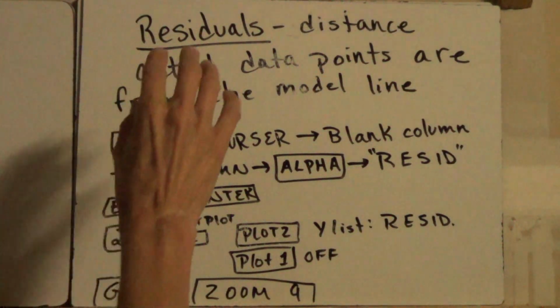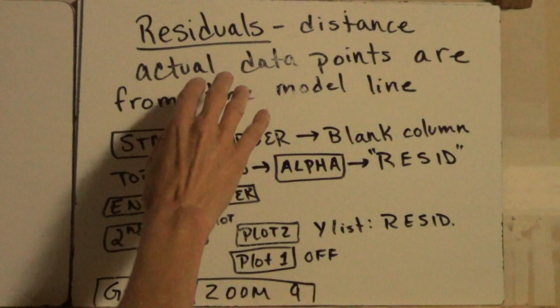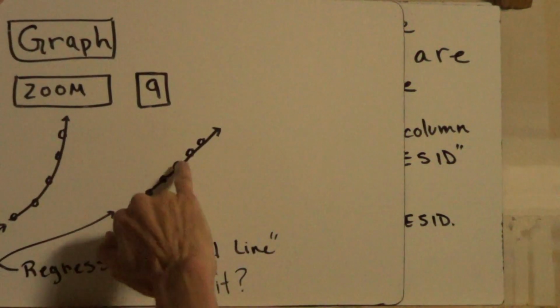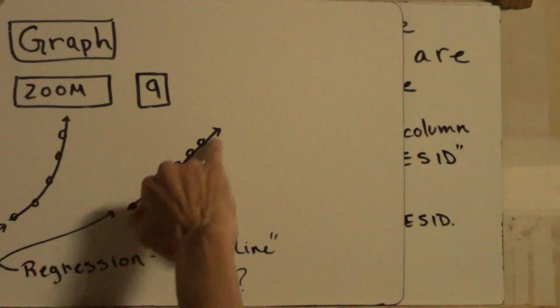Residuals are the distance from the actual data points to the model line. So it's the distance from these little points to the line.